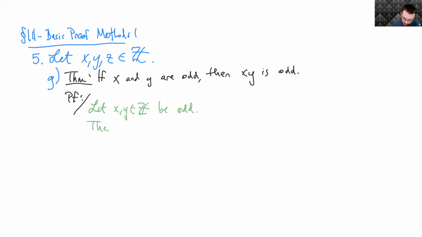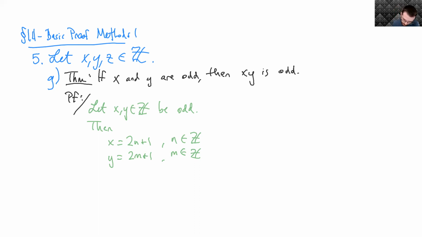Then what does that mean? Well, it means that X can be written as 2n plus 1, and Y can be written as 2m plus 1, where n and m are just some integers. So X and Y are multiples of 2 plus 1. So they're 1 plus an even number, meaning they're odd.